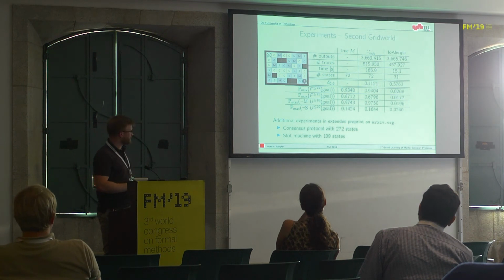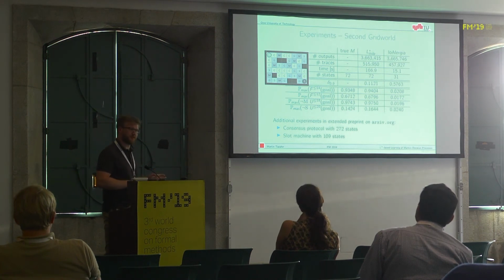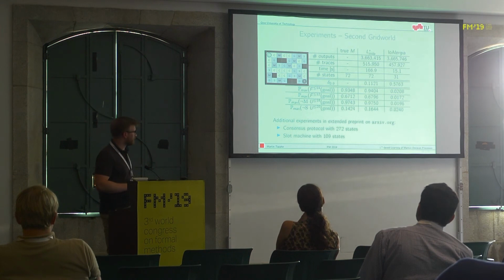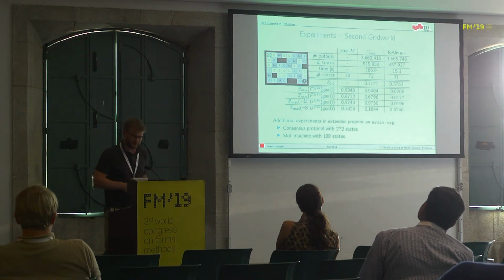If you're interested, we have an extended preprint on arXiv. There we discuss further experiments with a consensus protocol with 272 states and with a slot machine example with 109 states where we also perform model checking queries and compute bisimilarity distances.